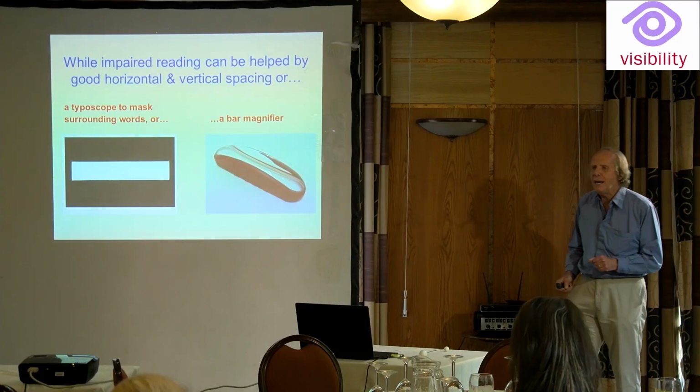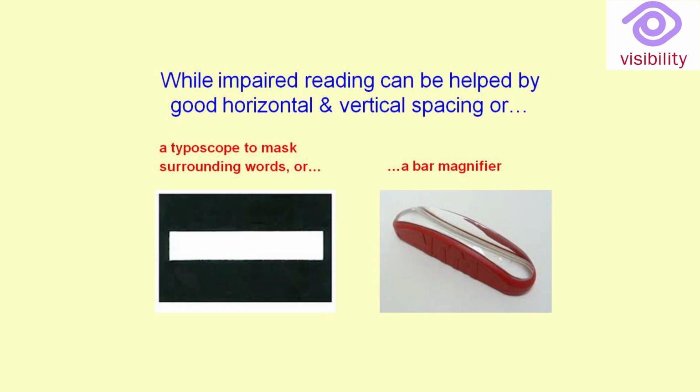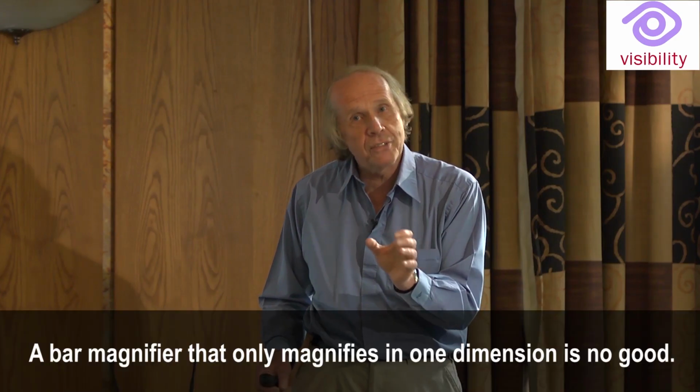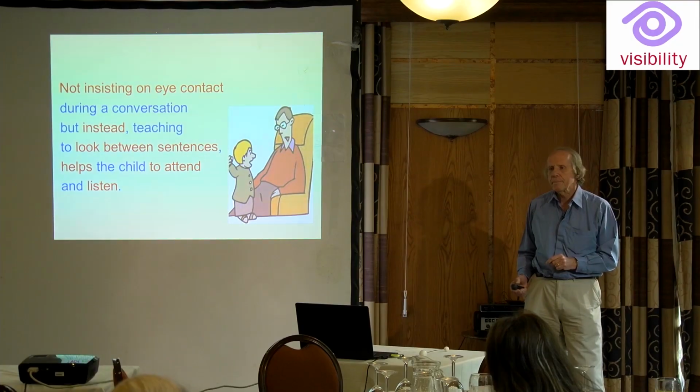So while impaired reading can be helped by good horizontal and vertical spacing, or a typoscope, a piece of black plastic with a slot in, to mask surrounding words, or a bar magnifier, which you'll note this photograph shows magnifies both in that dimension and that dimension. A bar magnifier that only magnifies in one dimension is no good, can prove very helpful.